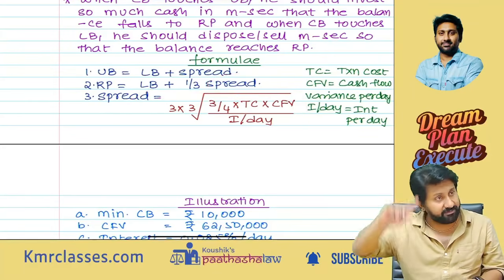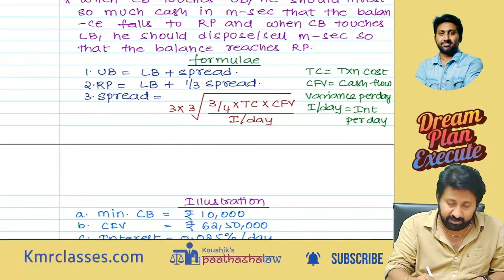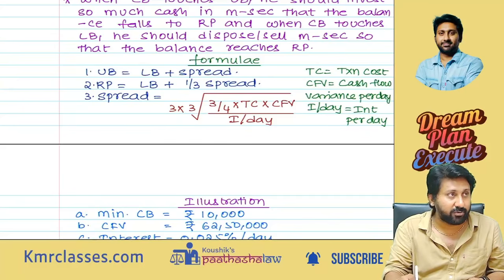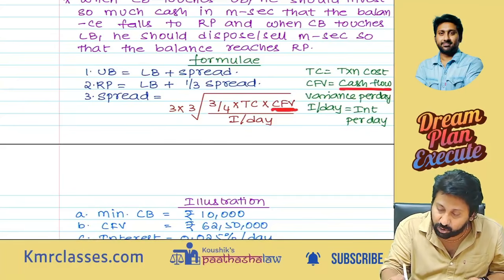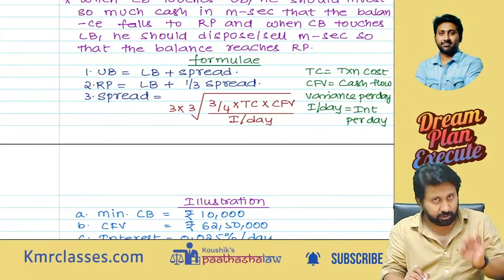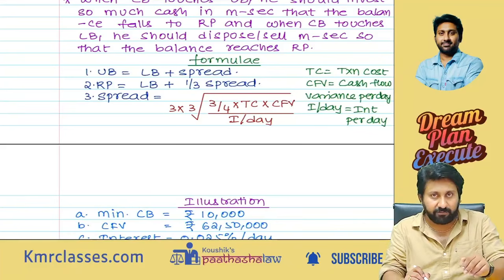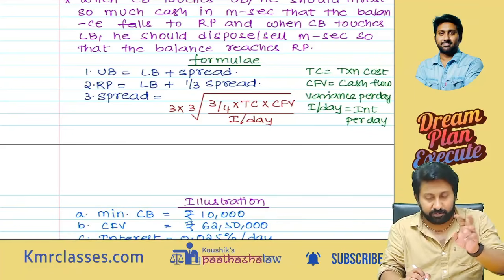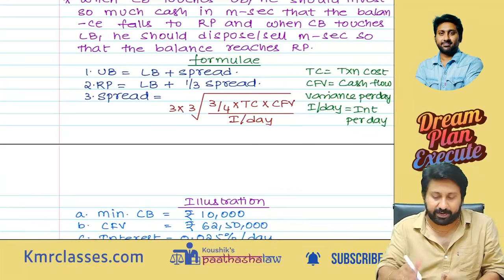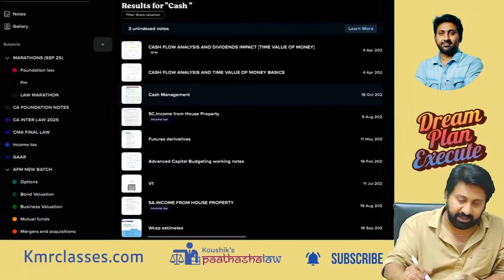Logic, everything, we did in regular class. Now mug up the formula. If they give it, you have to write 3 into the cube root of 3/4 into transaction cost into cash flow variance per day, divided by interest per day. That's it. These are the two formulae here.